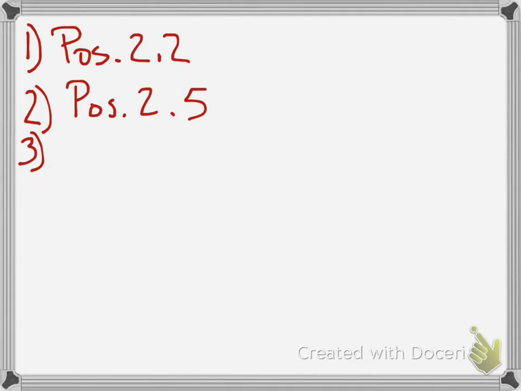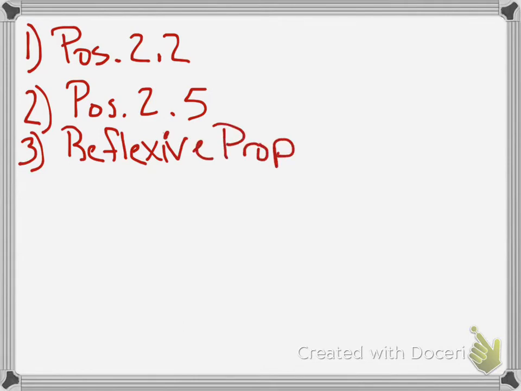What's the next one? QA equals QA. Something equals itself. That would be called the reflexive property. Reflexive. I guess I'll put property. Next one, number 4. Again, all of these are right there on that note sheet that you have, which has all the postulates and theorems.